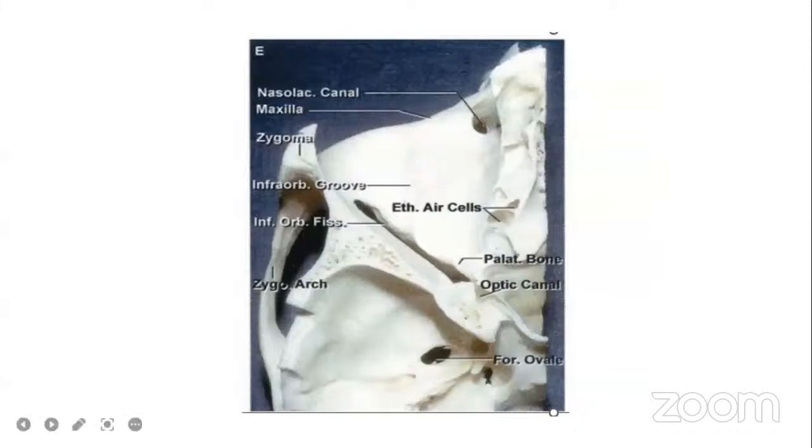So this is the base of the orbit as viewed from above. You can see the anterior is connected to the lateral wall, but at the posterior aspect, it is separated from the lateral wall by the inferior orbital fissure. Here's the infraorbital groove. Here's the nasolacrimal canal, zygomatic arch. Here's the optic canal and palatine bone. Here's the foramen ovale, as you can see, and here are the ethmoidal air cells.